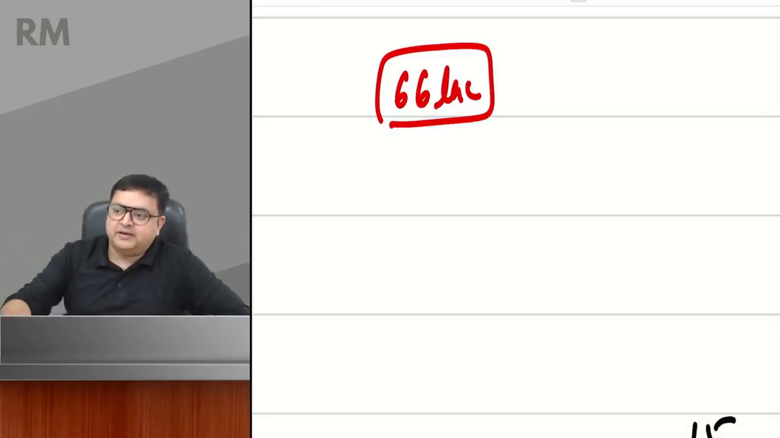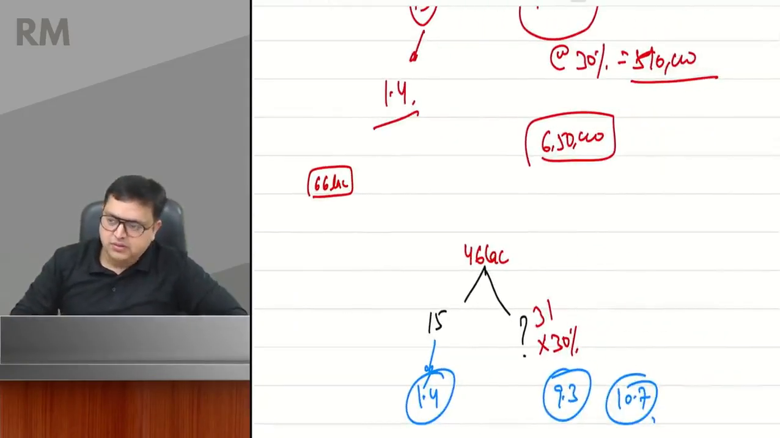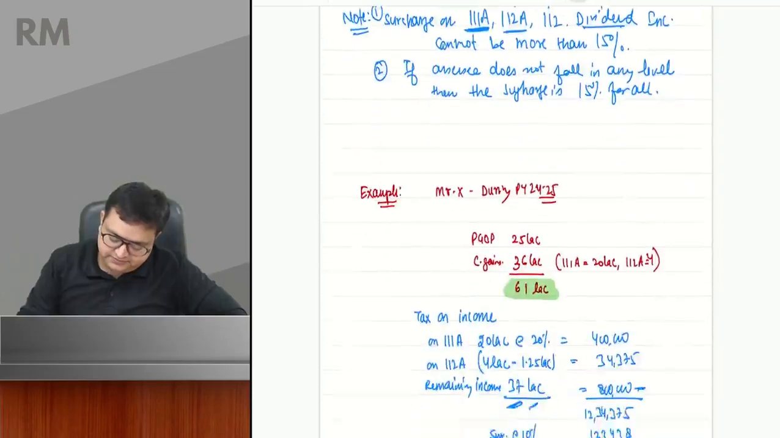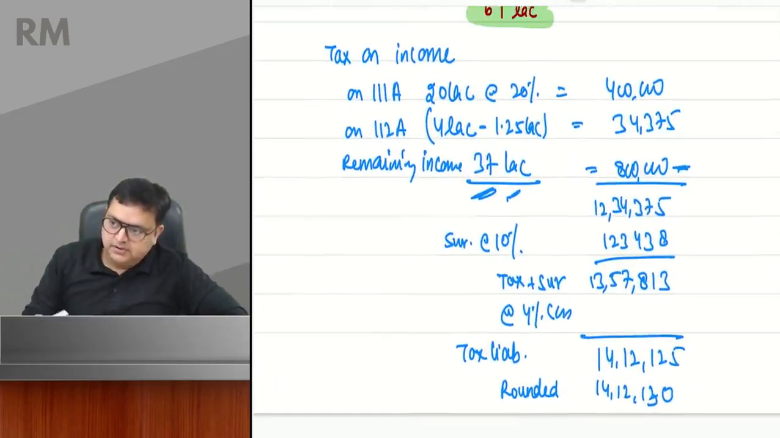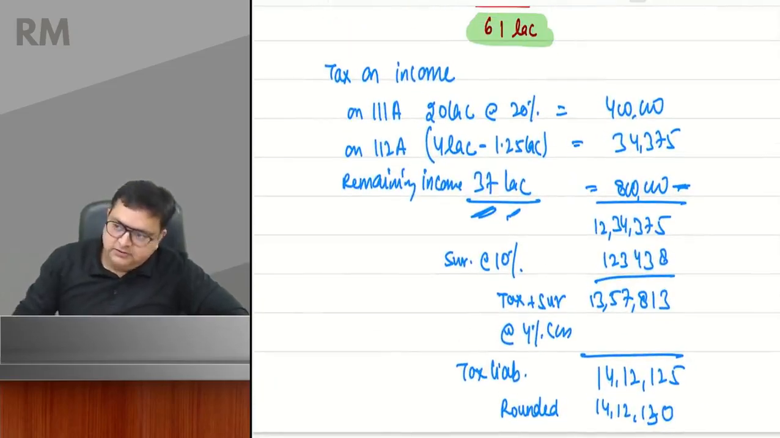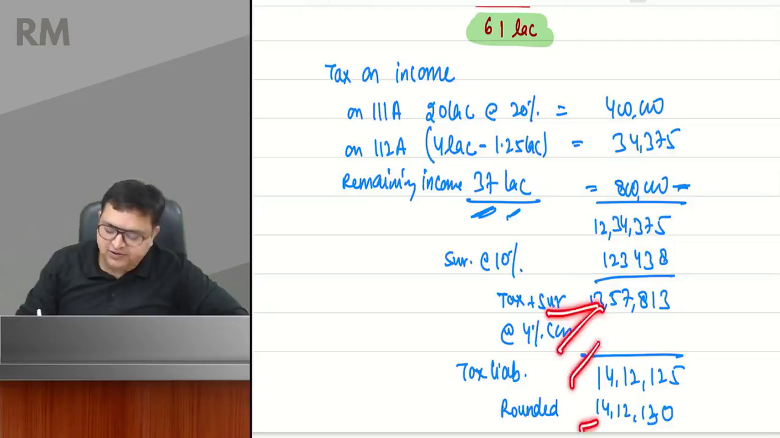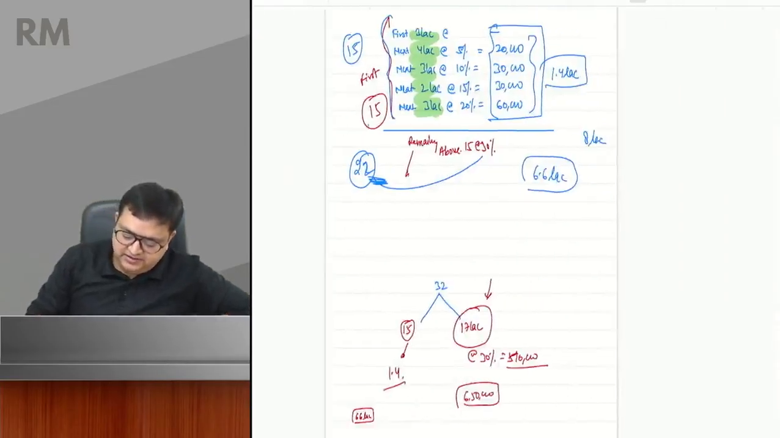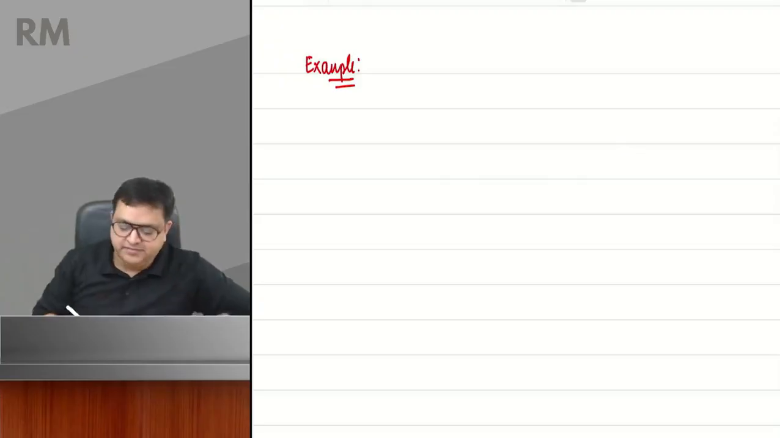Okay, now come back. So surcharge 10% you applied, tax plus surcharge, 4% cess, rounded off this much. Another example.